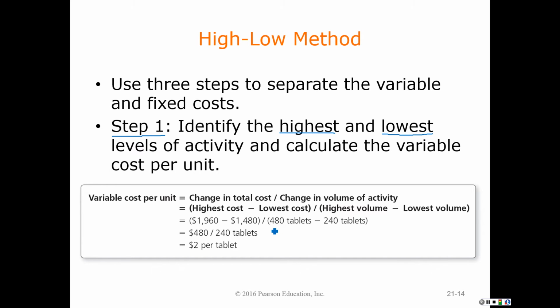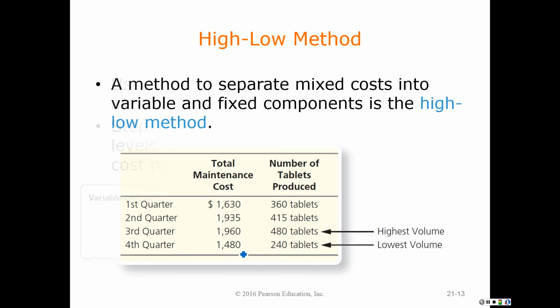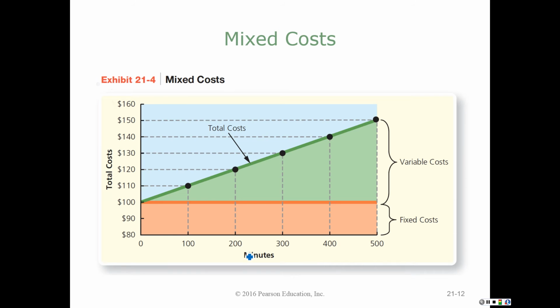So when we had 480 tablets, our total cost was $1,960. When we had 240 tablets, our cost was $1,480. So if we take the difference in the highest and lowest cost, and the difference in the highest and lowest number of tablets, 480 and 240, we can calculate a variable cost rate using this range, okay, the lowest and the highest, of $2 per tablet.